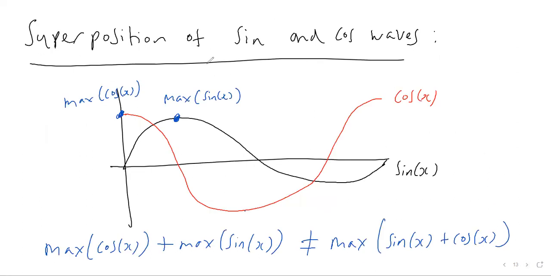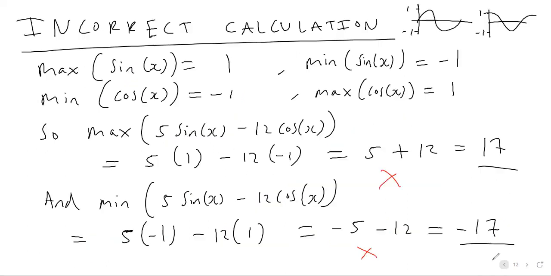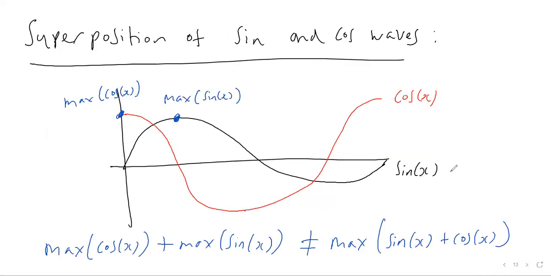Let's think about what happens when we add or take away. It's the same idea even though in this example we're doing a subtraction. When you add and subtract sine and cos waves, or take a superposition of waves, which is the technical term, what actually happens is that when you add the maximum value of sine and the maximum value of cos together, in this case both 1, you don't get the maximum value of sine plus cos.